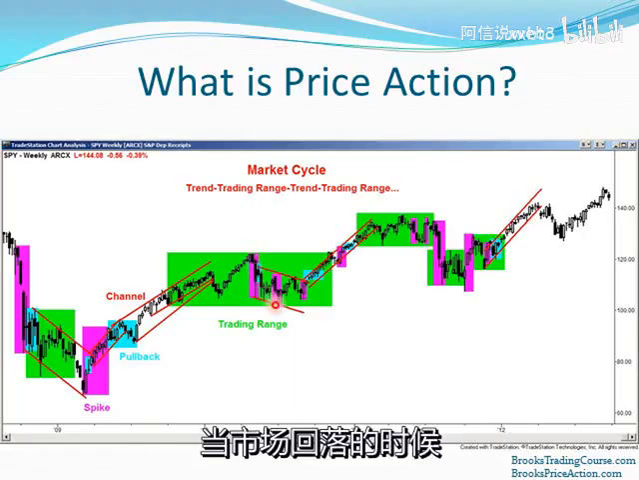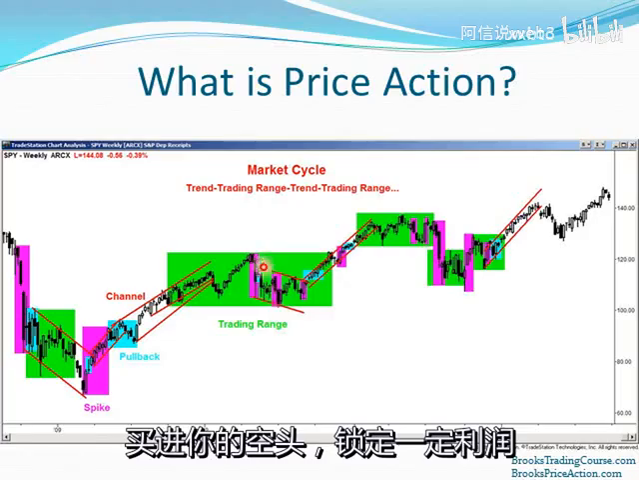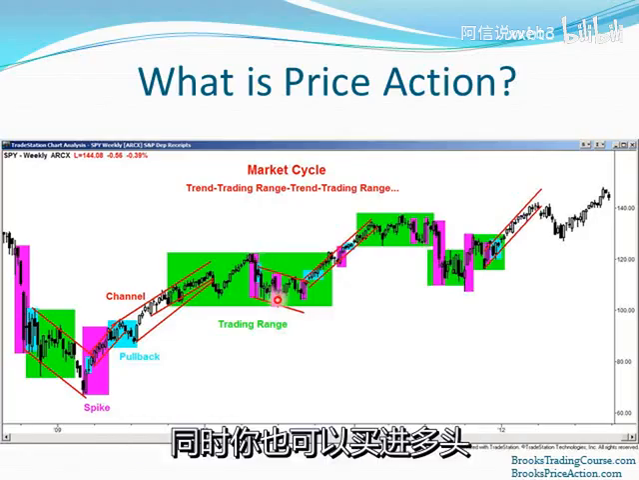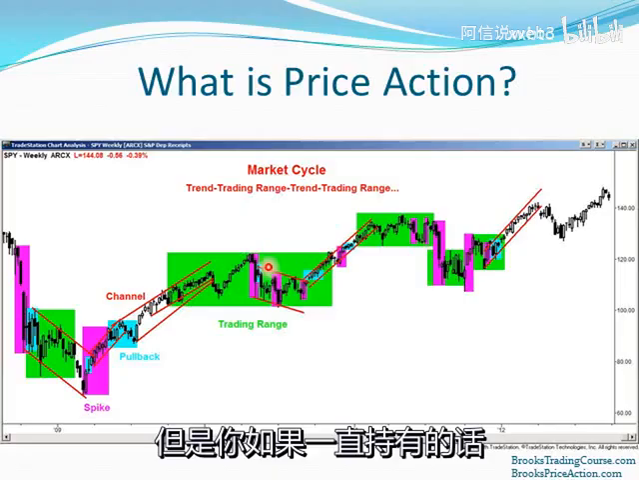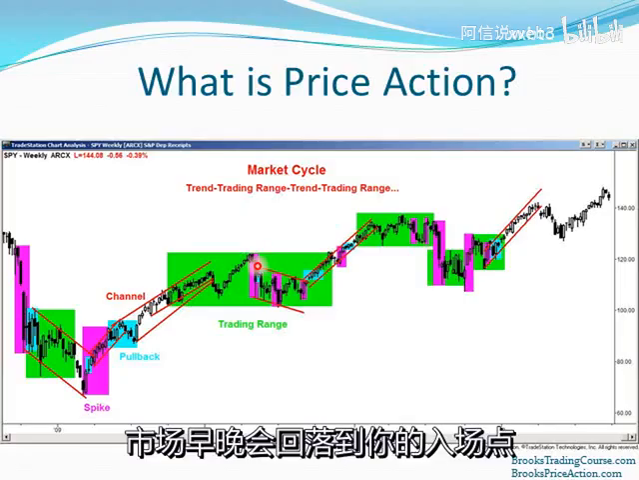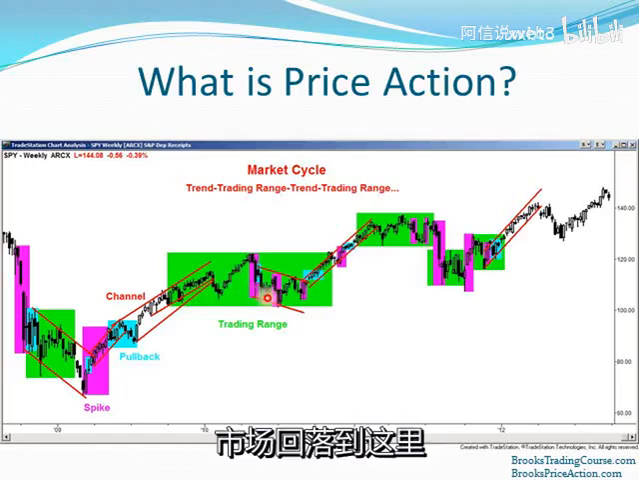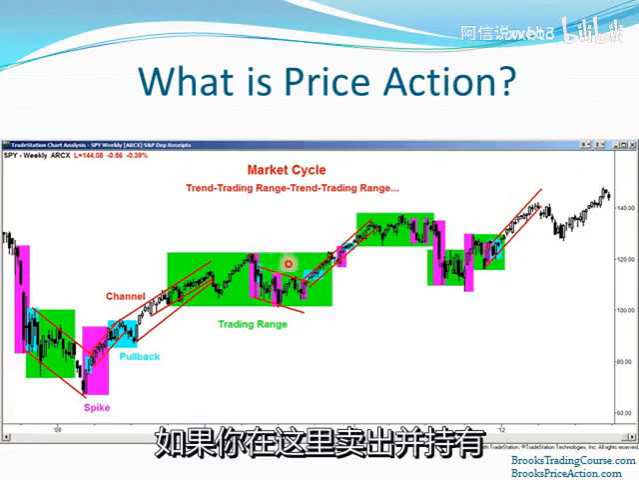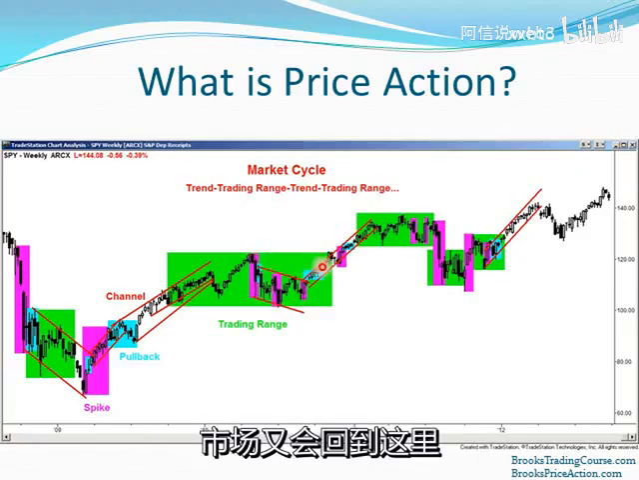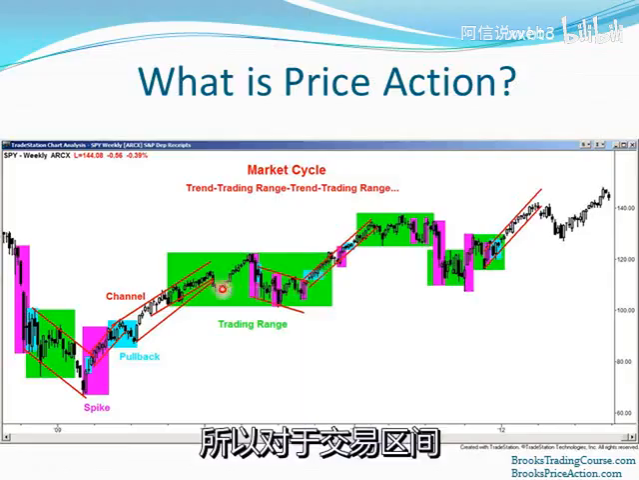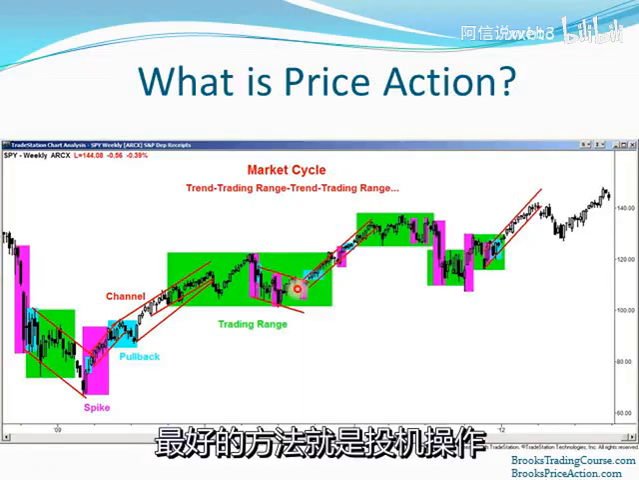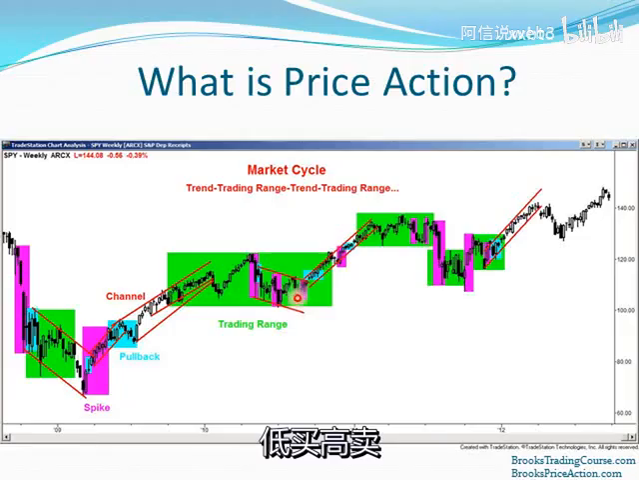And when it comes down again, buy low, sell high. You buy back your shorts to take a profit, and you also might buy to go long. But if you hold, invariably the market will come back to your entry price. So if you bought here and held, it would come back to your entry price, and your profit would disappear. If you sold here and held, it would come back to your entry price and your profit would disappear. So the best way to trade in a trading range is to scalp. Buy low and sell high.